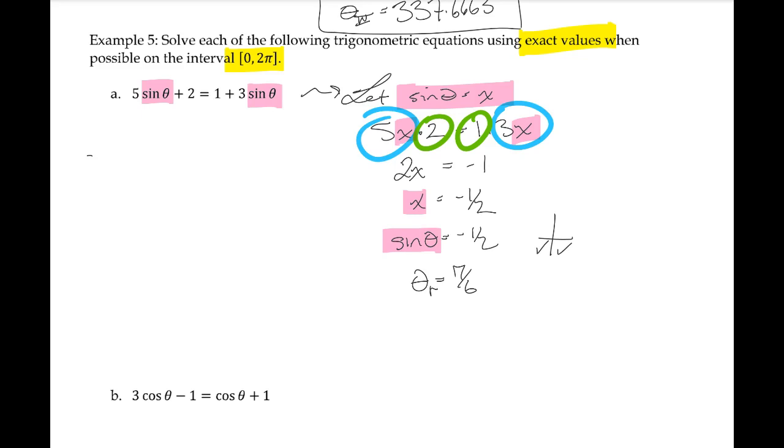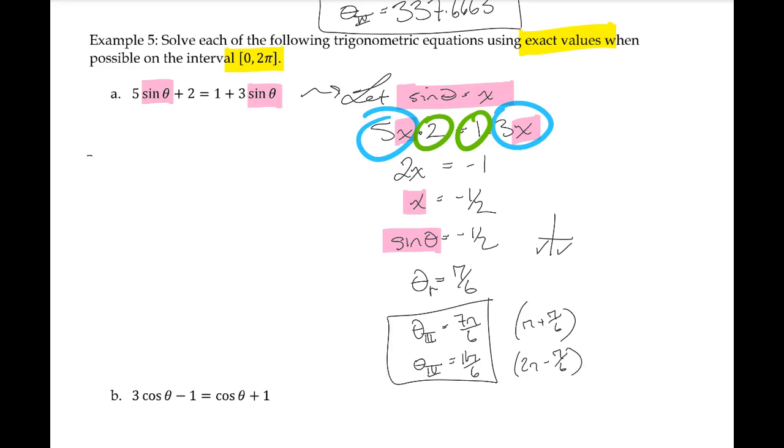So I'm going to work again in quadrants. 3 would be 7 pi over 6, and quadrant 4 would be 2 pi minus pi over 6, or 11 pi over 6. And again, we're calculating these by going pi plus pi over 6 and 2 pi minus pi over 6.